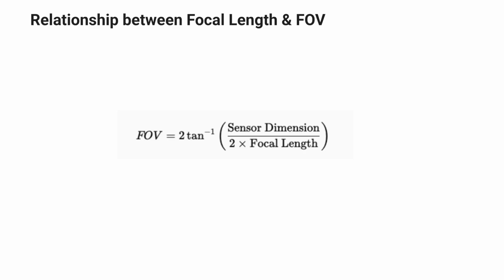Field of view is equal to 2 times the inverse tangent of the sensor dimension divided by twice the focal length. In simple terms, when the sensor dimension increases, the field of view becomes wider. When focal length increases, the field of view becomes narrower. For navigation cameras, engineers should always evaluate sensor size and focal length together to achieve the required road coverage, target detail, and mission visibility.